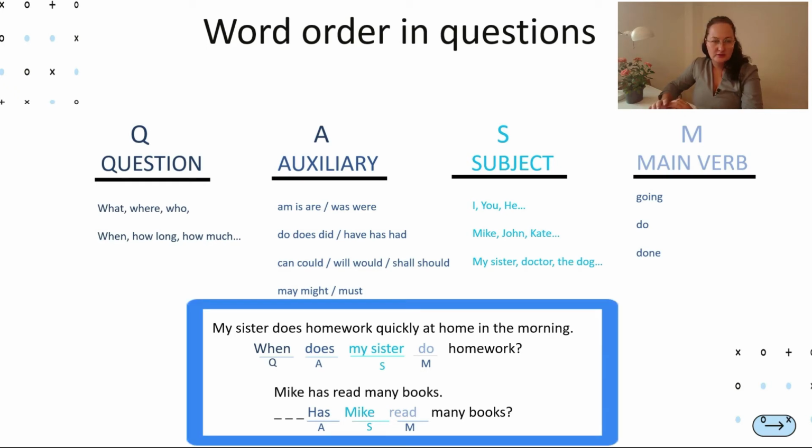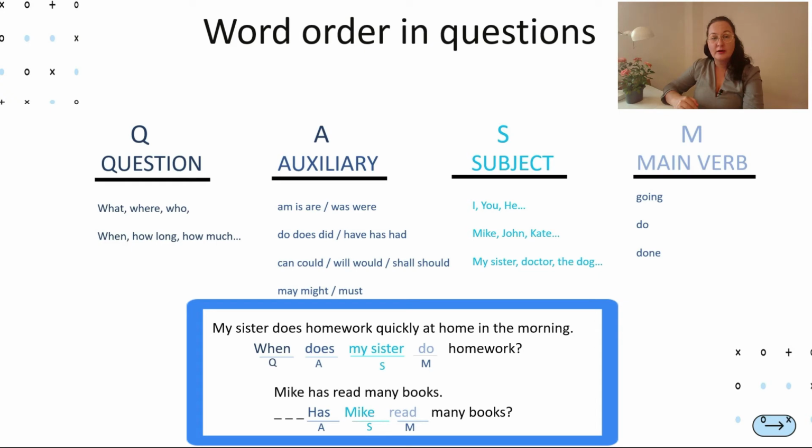So the first sentence was "My sister does homework quickly at home in the morning," and the question to this sentence can be "When does my sister do homework?" And here you can see that "when" is Q, question, "does" is an auxiliary verb, "my sister" is a subject, and "do" is the main verb. And "homework" is the rest of the sentence. There can be more words there, but in this sentence it's only "homework."